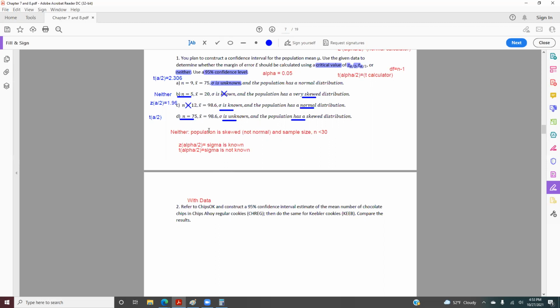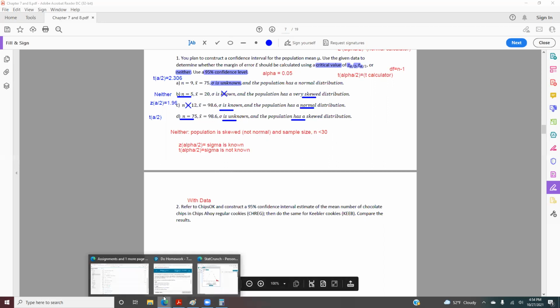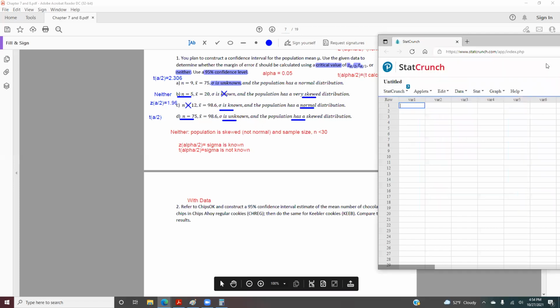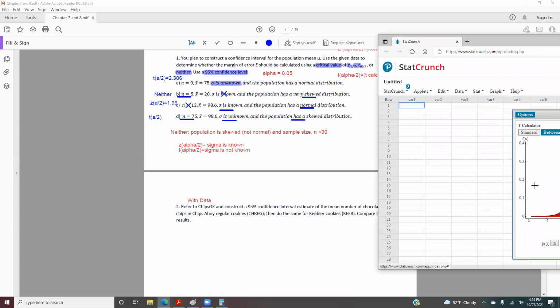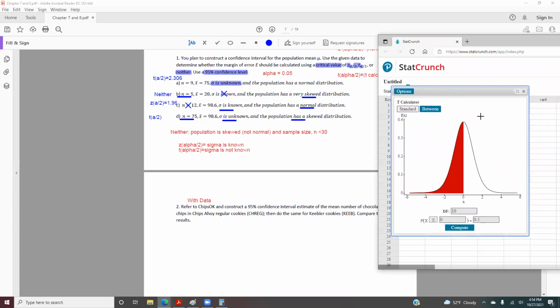So for this case, the neither one does not work because your sample size is greater than 30. And sigma is not known, so we can move on to the next one. Since sigma is not known, it's going to be T in this case. So using your T calculators, what is your degree of freedom here? 74. It's 1 less than the sample size, 74.